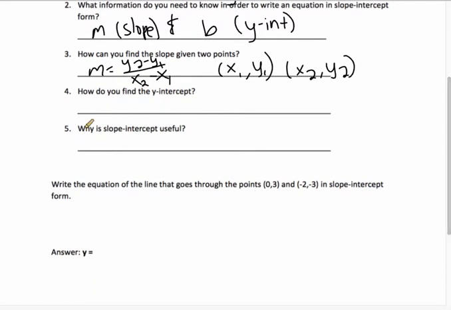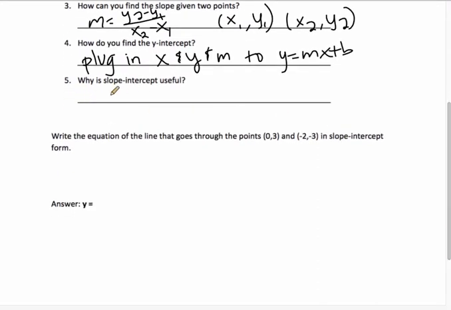How do you find the y-intercept? Okay, so in order to find the y-intercept, you can look at the graph if you have a graph, or you can plug in x and y and m to y equals mx plus b, and I'll show you that a little bit later. Why is slope-intercept useful? Easy to graph. Okay, when we have slope-intercept form, it's very easy to graph, and you'll see that later on.